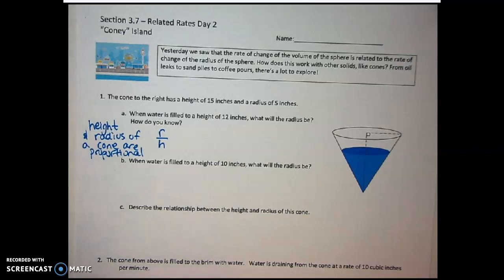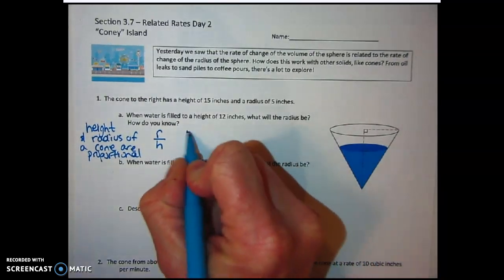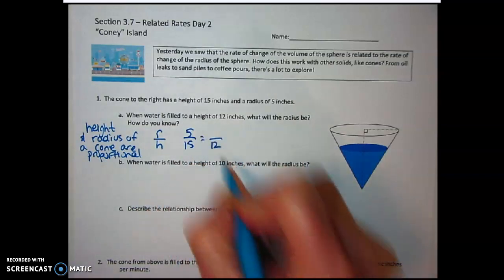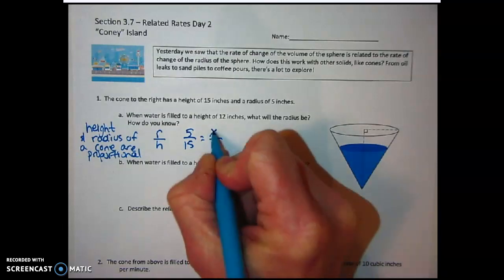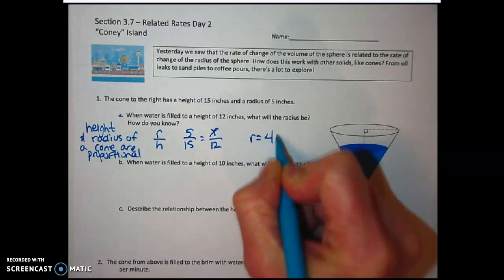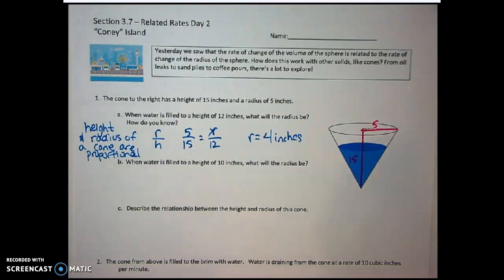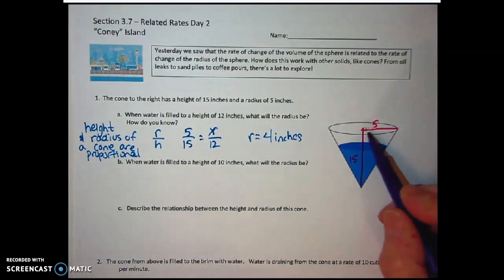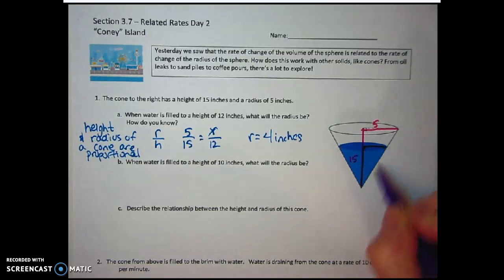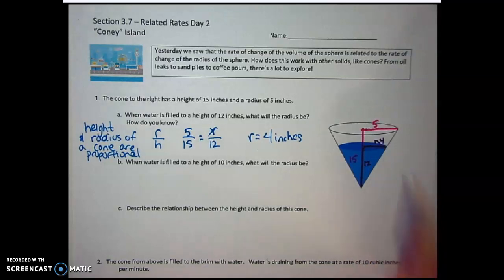So when the water is filled to a height of 12 inches, what will the radius be? We know that right now we have a proportion of 5 to 15. And we want to know if the height is 12 inches, what is the radius going to be? I can actually use an r. And if we solve this, we're going to get that r equals 4 inches. So basically what we've done is we've looked at similar triangles. We have the radius and the height of this triangle, and then we're looking at this smaller triangle, and we knew that the height was going to be 12 inches. We just had to find the radius was 4 inches.